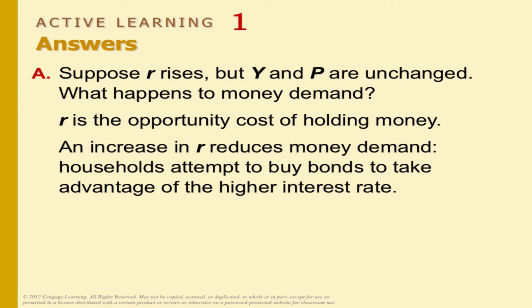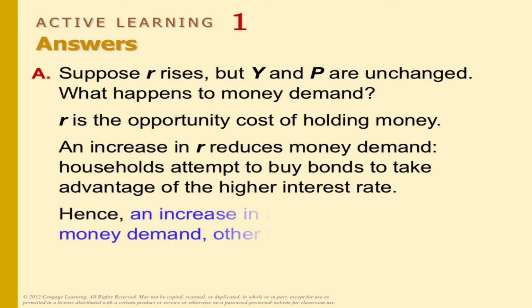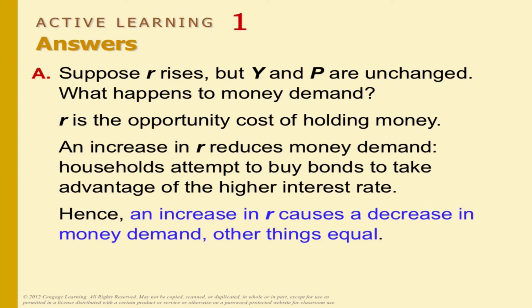Alrighty, so the end result. How can we summarize this in one nifty sentence? An increase in interest rate R results in a decrease in money demand, ceteris paribus. You have to add the ceteris paribus.